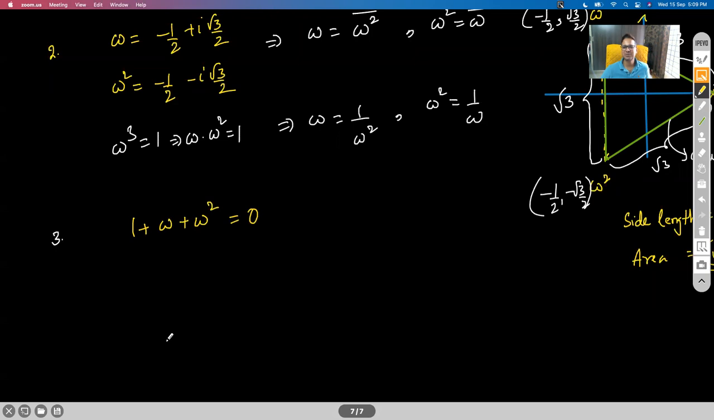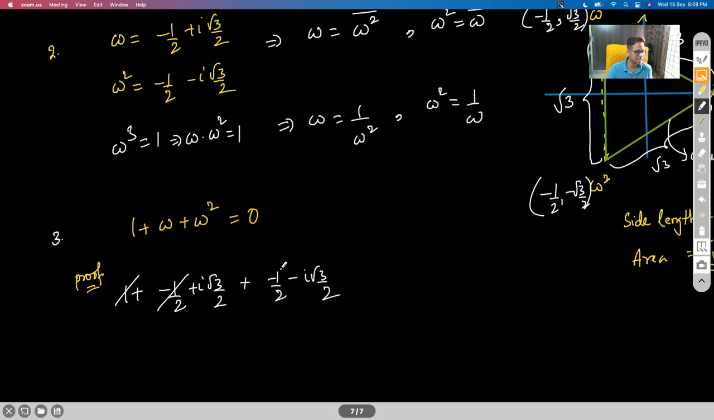1 plus omega plus omega square is 0. Now, this can be achieved from several angles. I think Nikhil was asking a little while ago, so there are several ways to come to this approach. One is by literally putting the values of omega and omega square. If I put the values, you will really see that they get canceled out, leaving you with a zero. So 1 gets canceled with minus half, and I root 3 by 2 minus I root 3 by 2 gets canceled, giving you a 0.